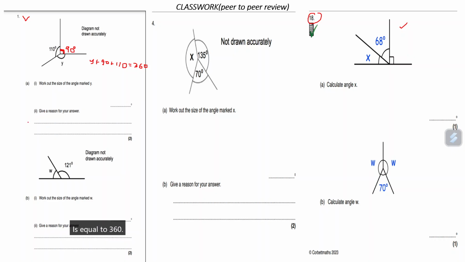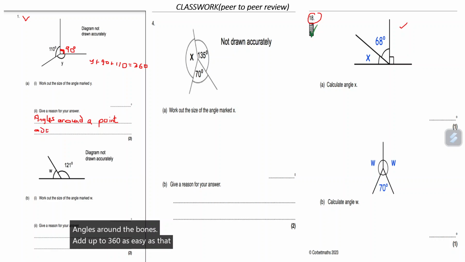Reason. Angles around the point add up to 360. As easy as that.